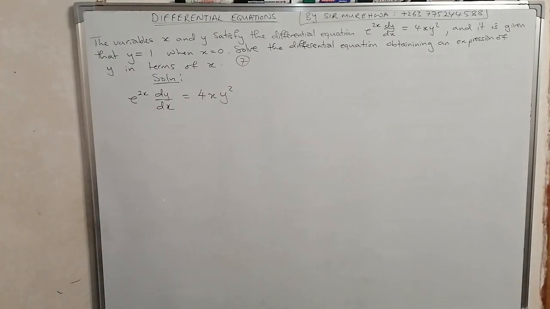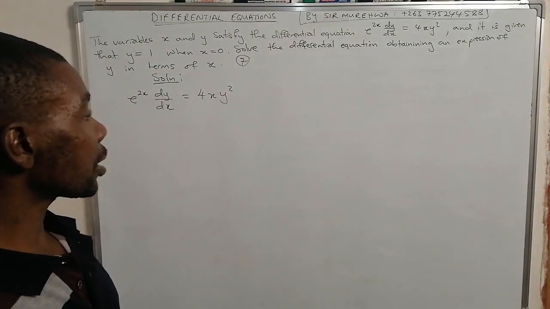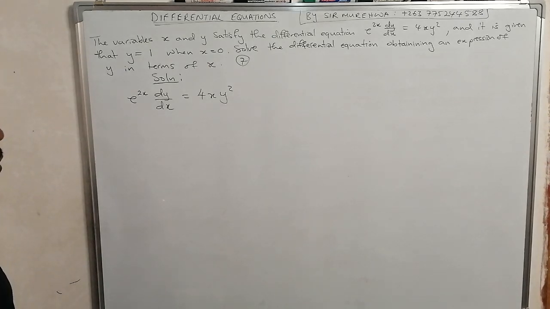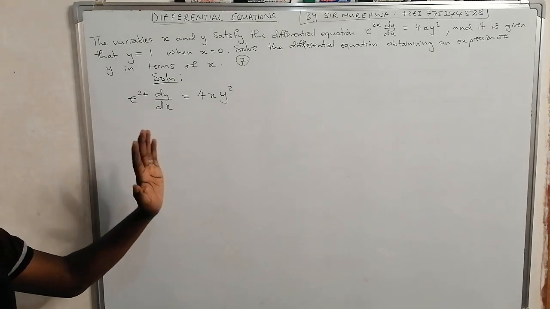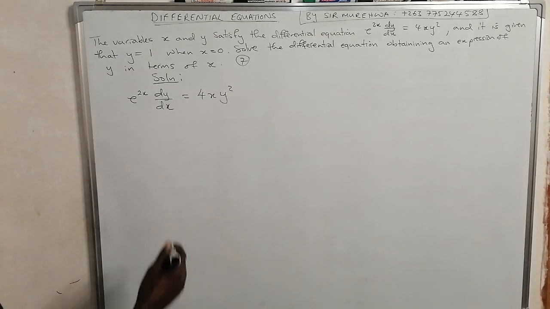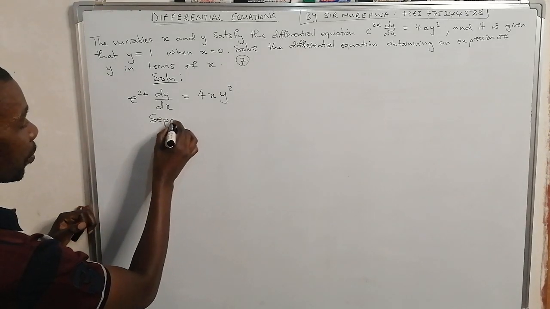Right, so whenever we are solving a differential equation, we begin by separating variables. In this case, we want to separate variables, those with x on one side, those with y on the other side of the equal sign.